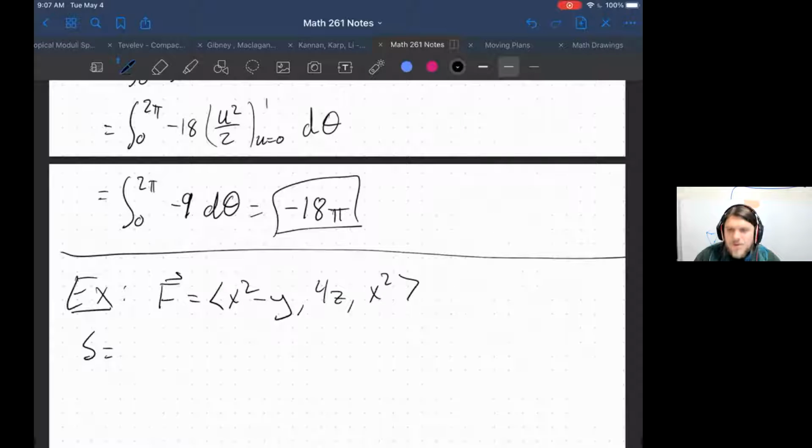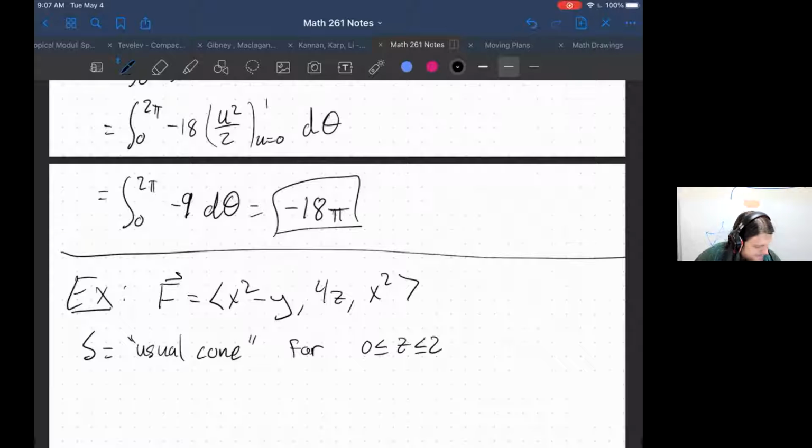my notes say quote unquote usual cone, but I don't really like that. I know what this means in my head, but this isn't very clear. What this means is kind of the 45 degree, or pi over 4, cone.